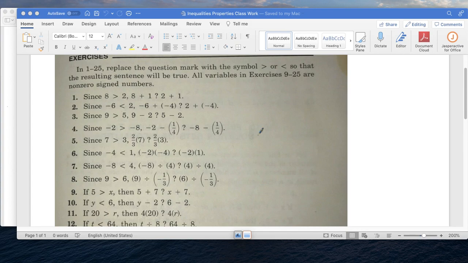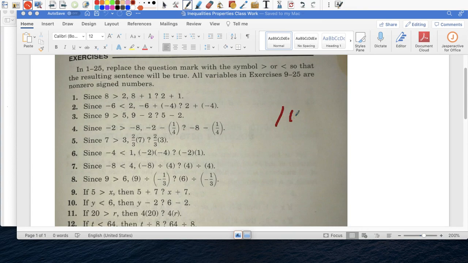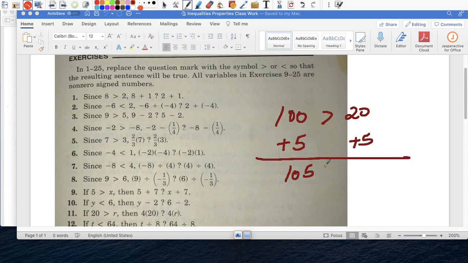So let me just go back and see if I can write this here. Let's say the inequality, I don't know, 100 is greater than 20. Now let's say I add 5 to each side. I get 105 over here, and I get 25. So the inequality stays true when I add.